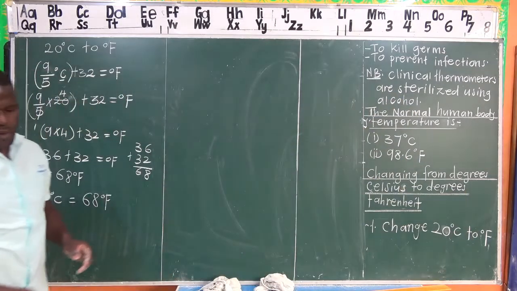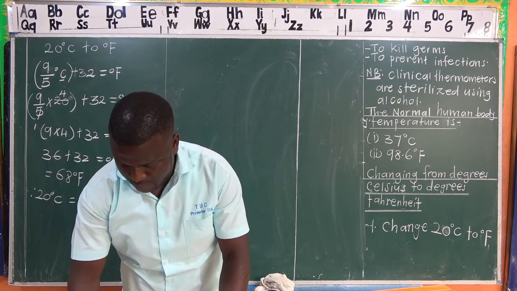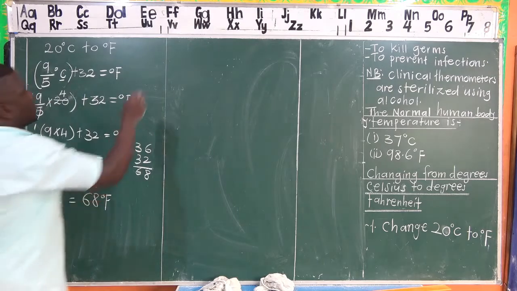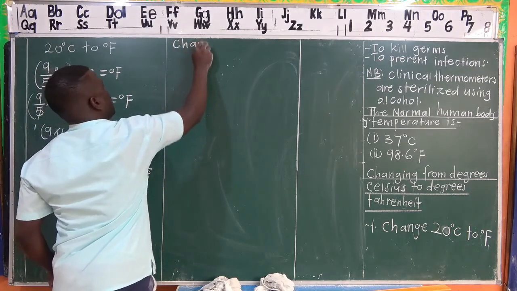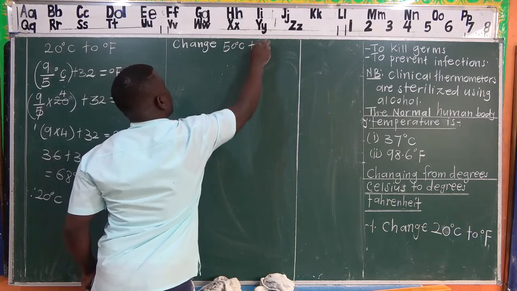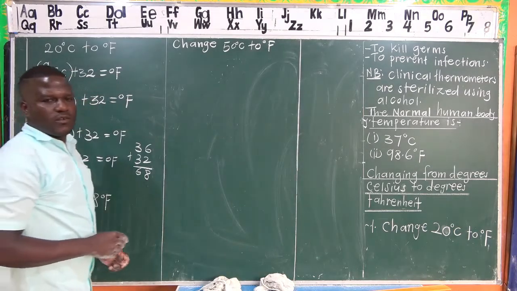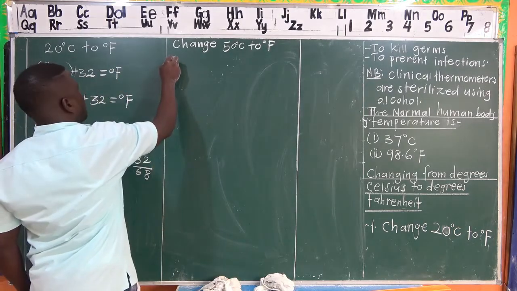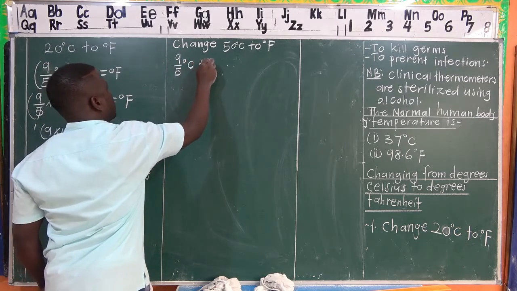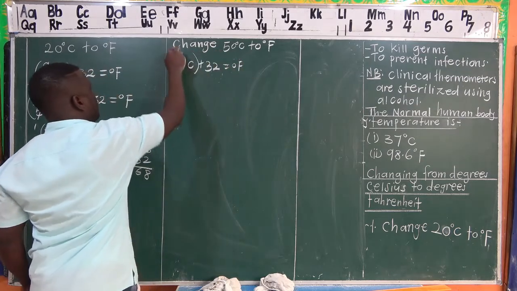Now, we can have another example whereby you can say: change 50 degrees Celsius to degrees Fahrenheit. We shall use this formula: 9 out of 5 degrees Celsius plus 32 equals degrees Fahrenheit. You put this one into brackets.